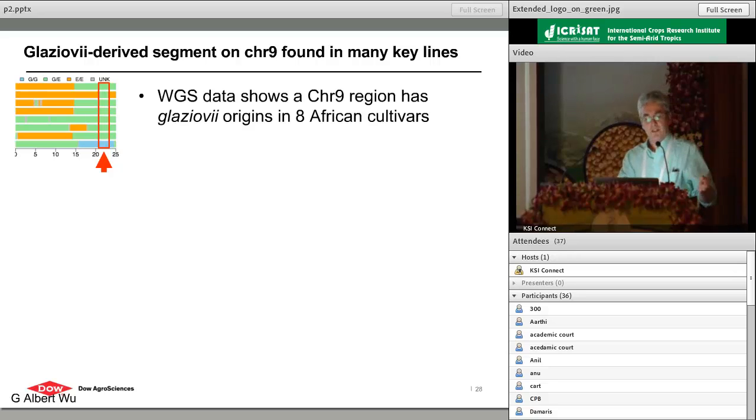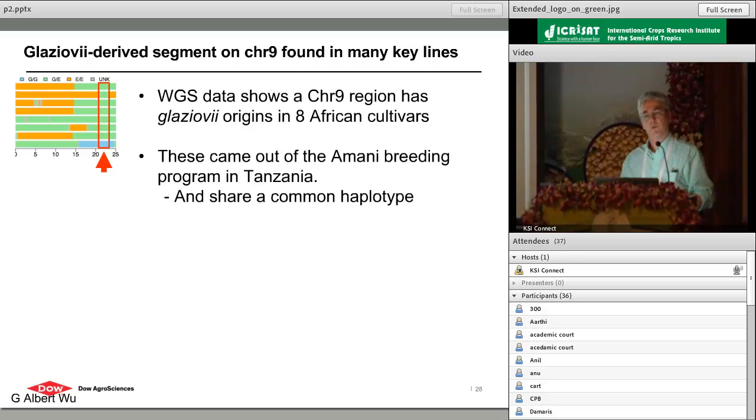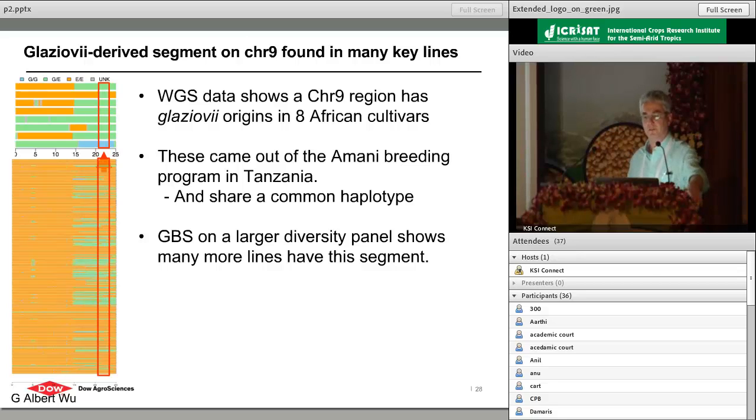And then lastly, we have GBS data from a much broader collection of African cassavas, and it shows that this segment is found in many more cassavas than we did whole genome sequencing on. Now, the question we haven't had time to answer yet is, does this indicate that it predates the Omani breeding program, or are all of these lines derived from Omani material? And so that's something we need to delve into.